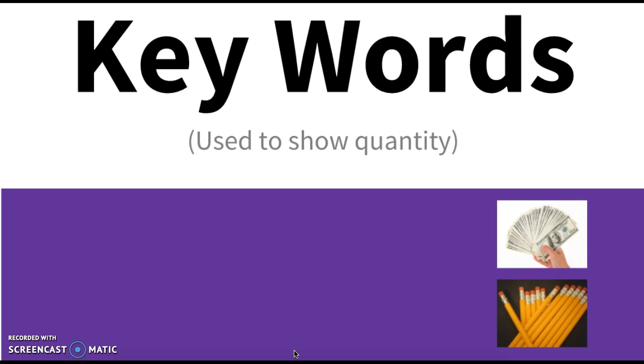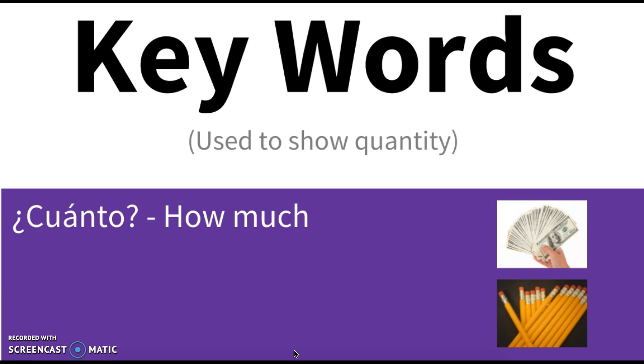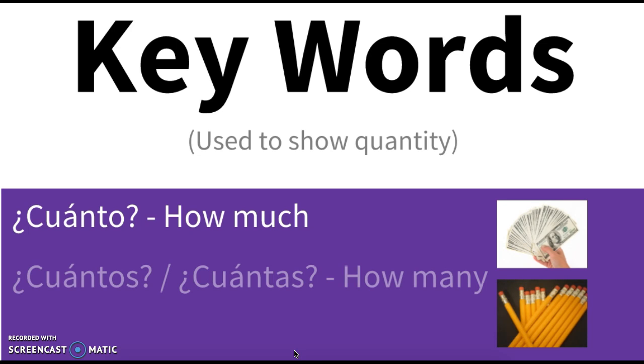A few keywords that we can use to help us show quantity are cuánto, which means how much. You might ask cuánto dinero, how much money, or cuánto cuesta, how much does it cost? Another common phrase we'll use is cuántos or cuántas, which means how many. If you're asking how many and you're referring to a group of masculine nouns, then you would use cuántos, like pencils, cuántos lápices. If you're asking how many and the object happens to be feminine, like how many chairs, then you would say cuántas sillas.